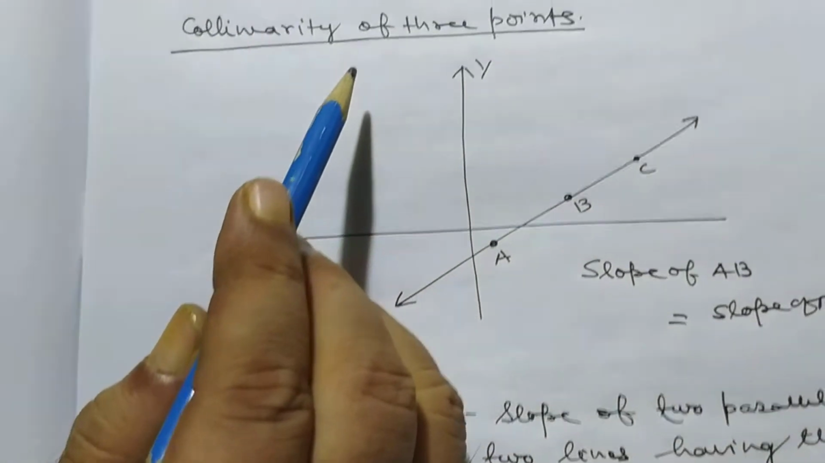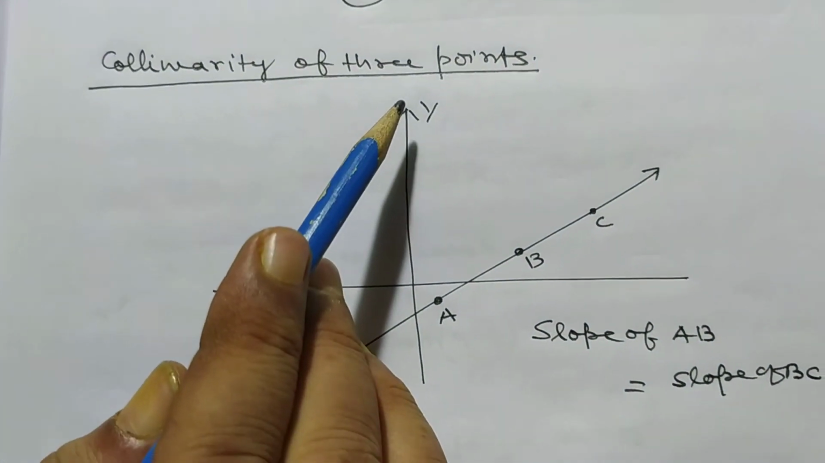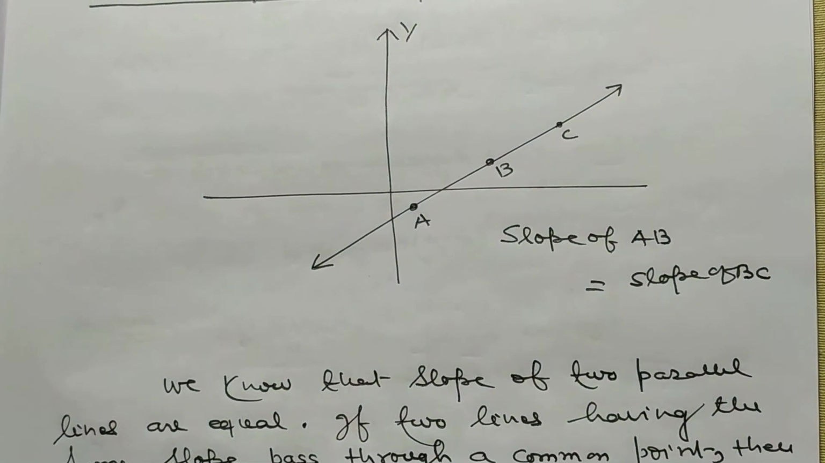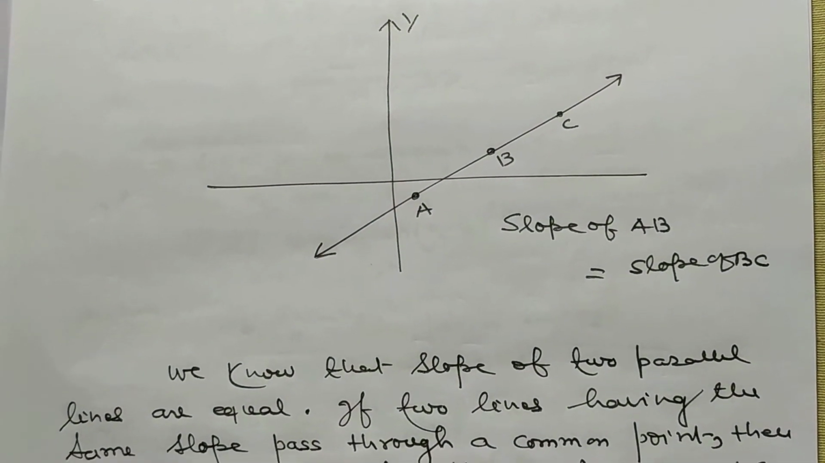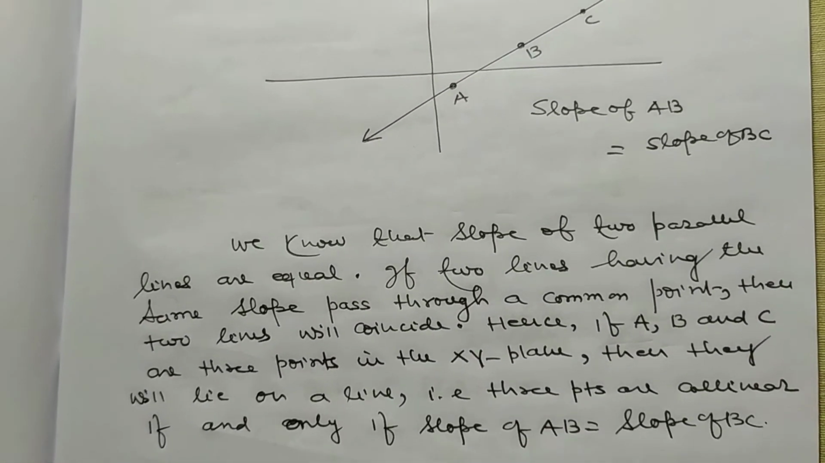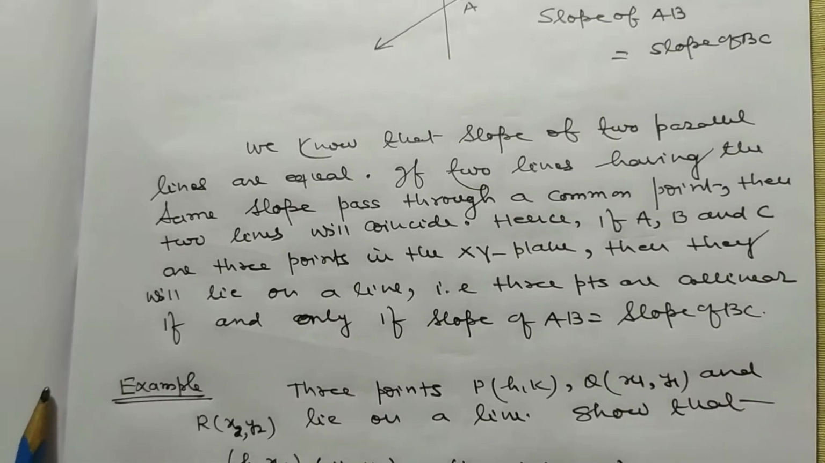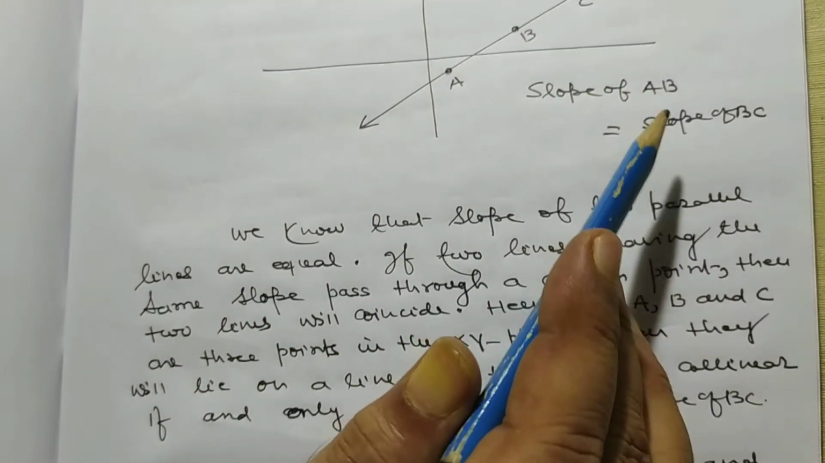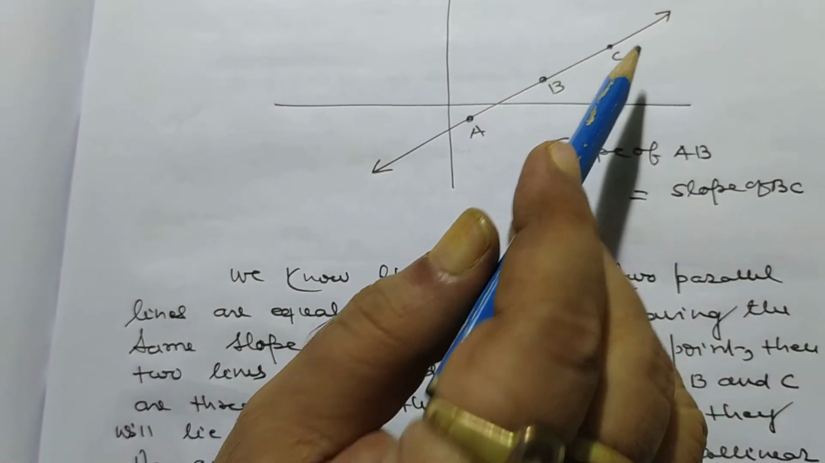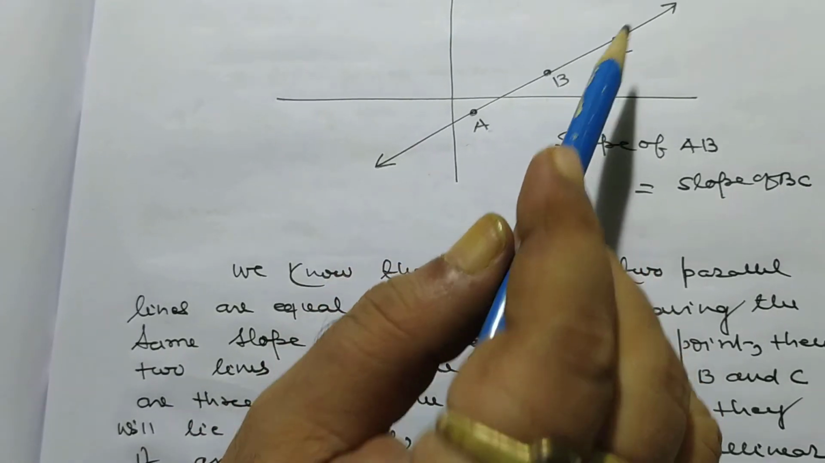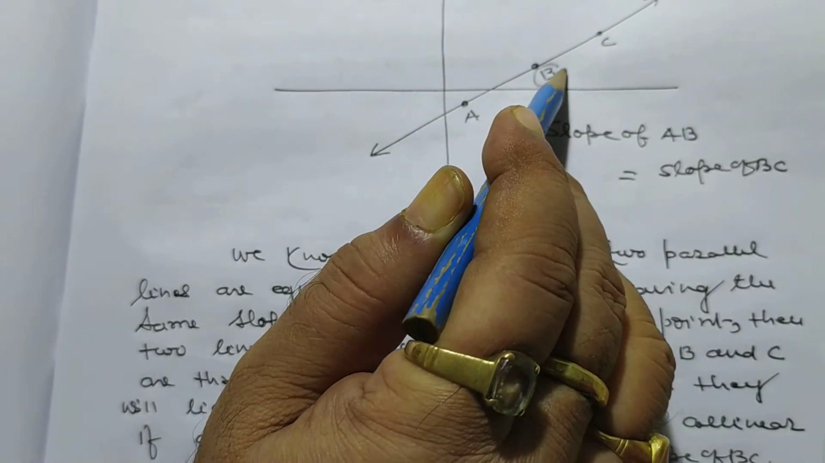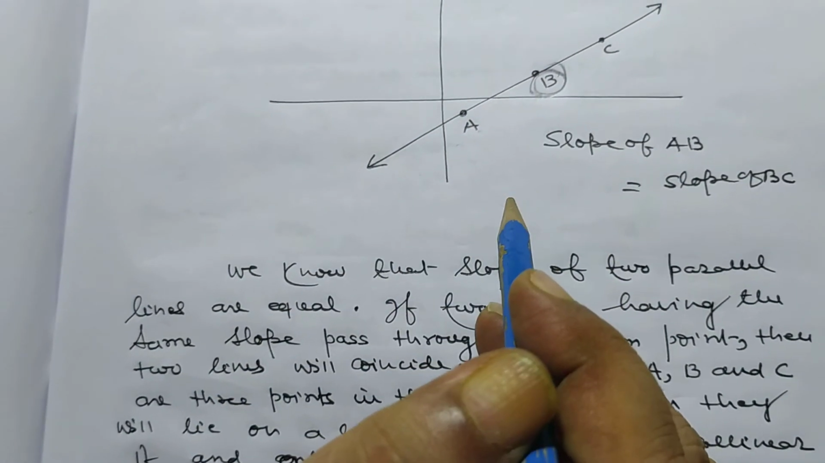Now I want to discuss a very important property, collinearity of 3 points. As you know, if 3 or more points lie on a straight line, then the points are said to be collinear. So now this is a very important part of this discussion: if the slope of AB is equal to the slope of BC, here 3 points lie on a straight line, the slope of AB is equal to the slope of BC, and also a point must be common.